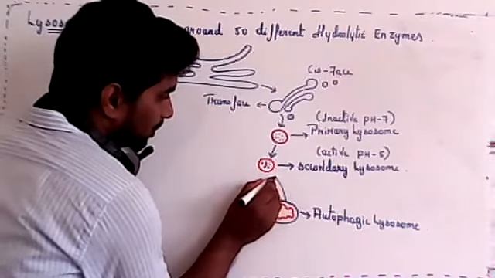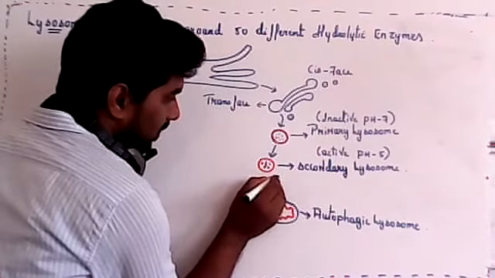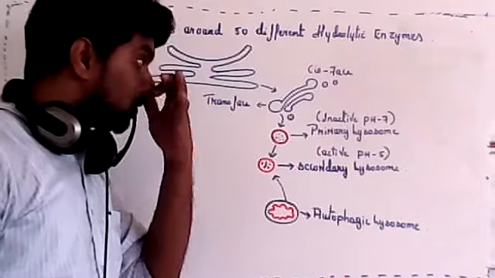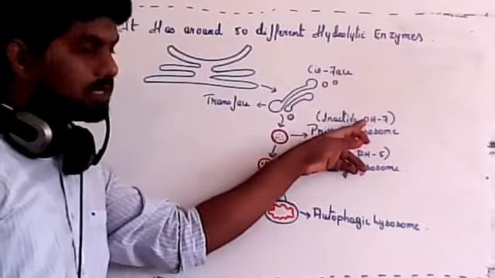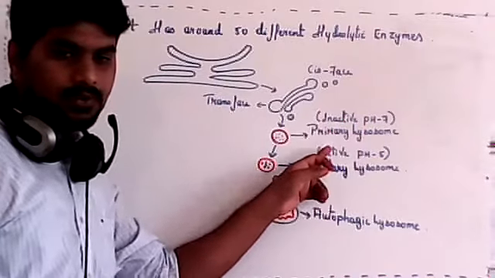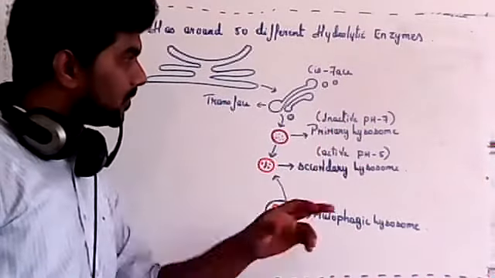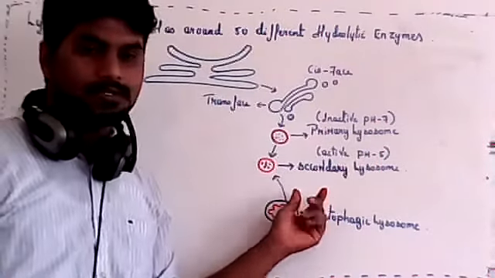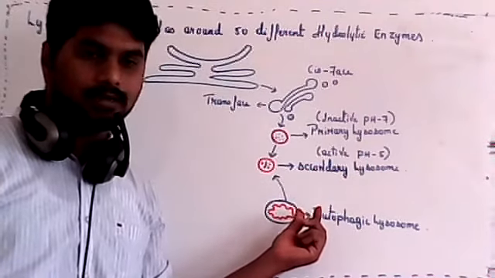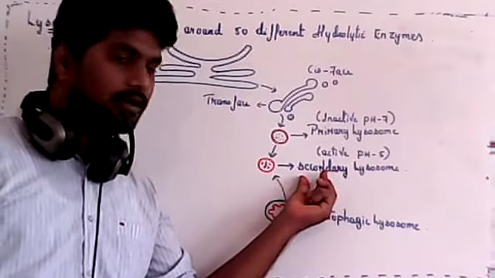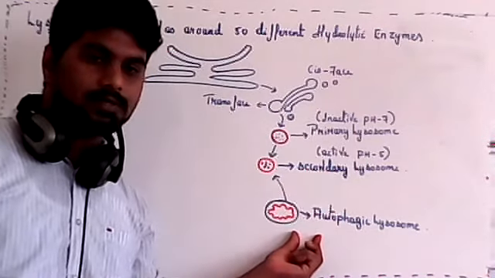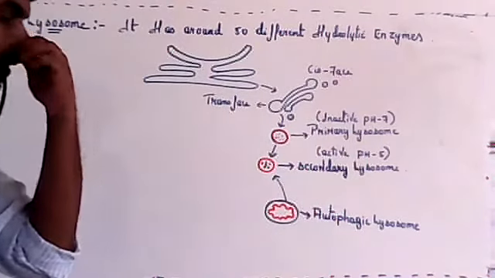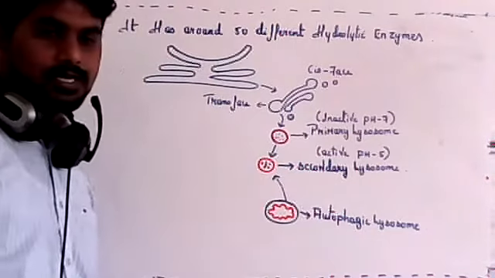Now this autophagic lysosome finally gets digested or degraded in the secondary lysosome. So the primary lysosome is inactive, its pH is 7, and the secondary lysosome is active, its pH is 5. pH 5 is acidic, so any unwanted material in the cell gets digested in the secondary lysosome. The autophagic lysosome also joins the secondary lysosome and gets destroyed. If organelles are to be destroyed, they come and join the secondary lysosome.